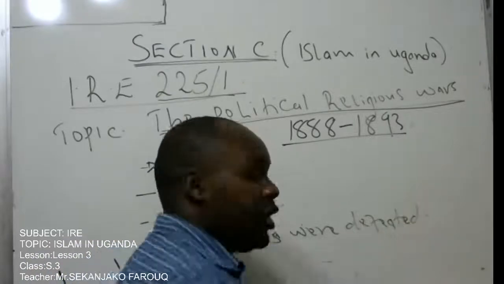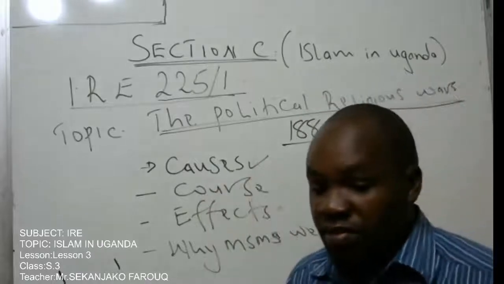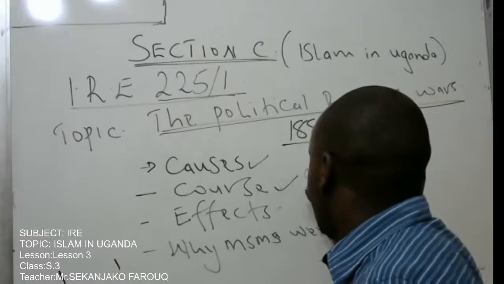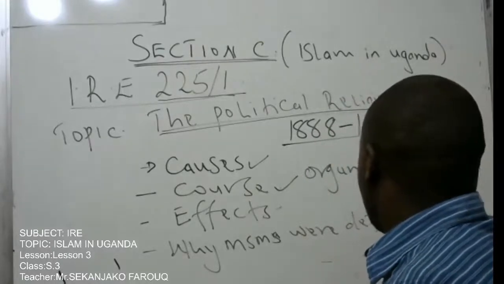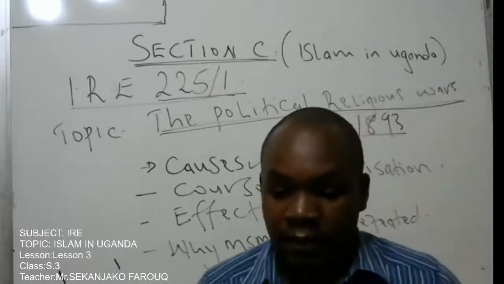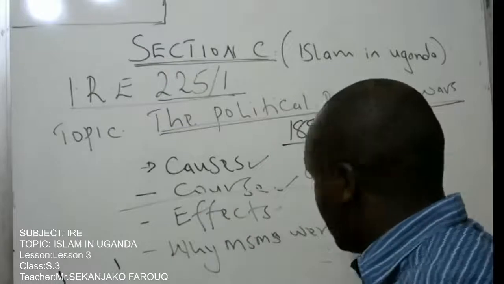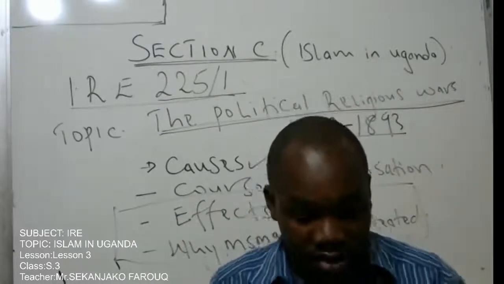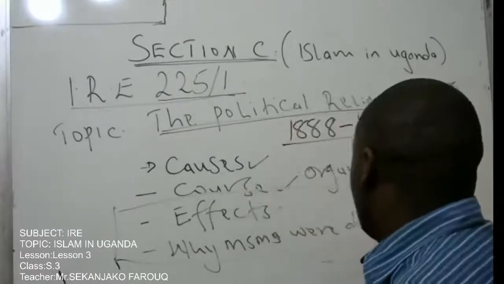So, as per the knowledge I have, Sheikh Kaziba had covered the causes and had covered the organization. In other words, how were these people organized? How did they organize for the battle? That presupposes that we're going to be looking at the effects of the political religious wars, and then the factors or the reasons behind the Muslims' defeat in these wars.